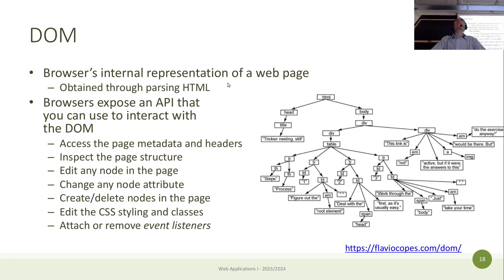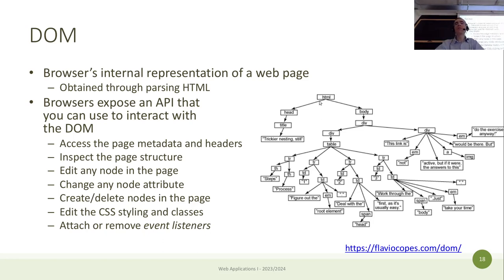So what's the document object model? Actually, it's a data structure inside the browser that represents our document, the document that is currently loaded by the browser, which is specified in terms of the HTML tags that represent the document.